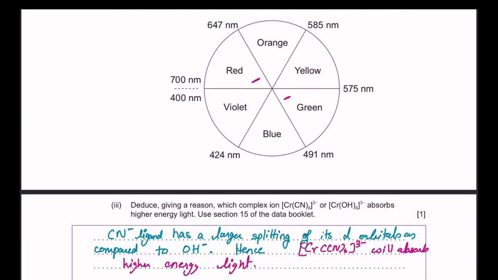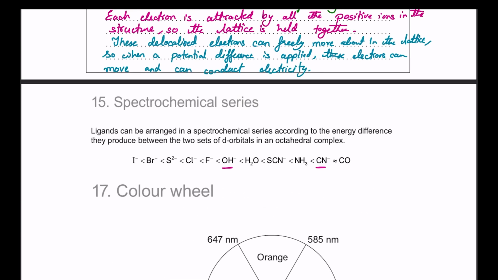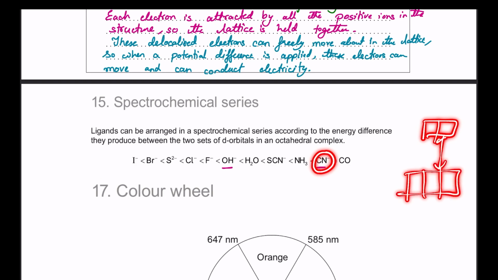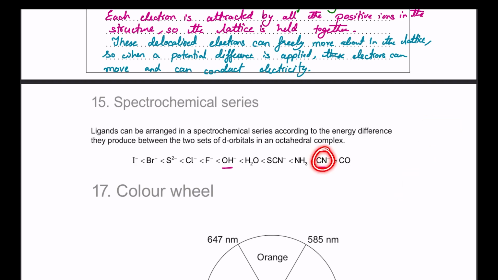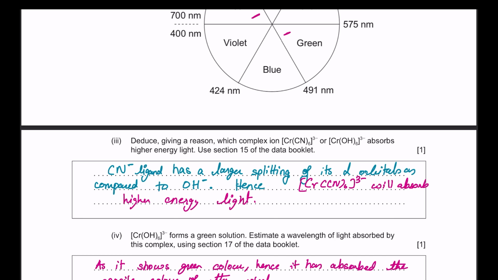Now, moving on to part 3, we have to deduce, giving a reason, which complex, [Cr(CN)6]3- or [Cr(OH)6]3-, absorbs higher energy light, and we have to use section 15 of the data booklet. Section 15 gives us the spectrochemical series, which gives us the energy difference between the two sets of d orbitals after splitting, like the energy difference between the eg and the t2g orbitals. From here, we see that for CN-, the energy between the split orbitals is much more than for OH-. As this energy gap is much higher, obviously it requires a higher energy. That's the reason why [Cr(CN)6]3- will absorb higher energy light.